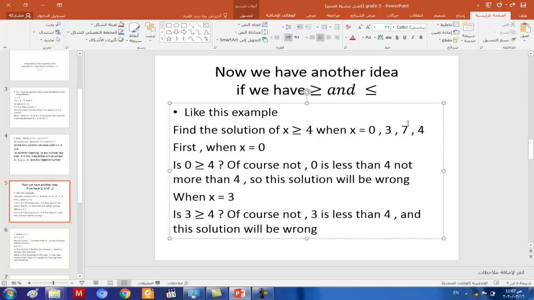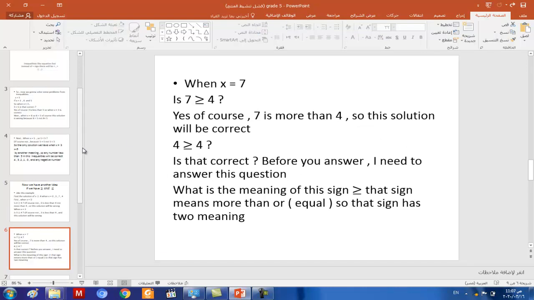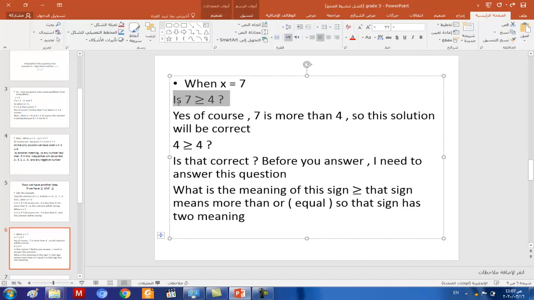The next number we have is 7. If you substitute in x by 7, 7 is more than 4, is that correct? Yes, of course, because 7 is more than 4. So the solution will be correct. Why? Because the inequality here needs a number more than 4. So 7 is more than 4 will be correct.